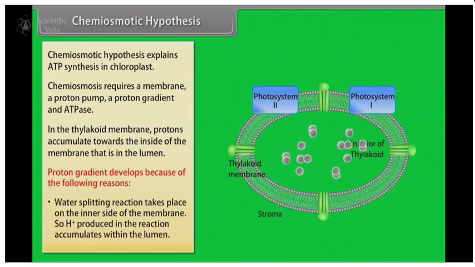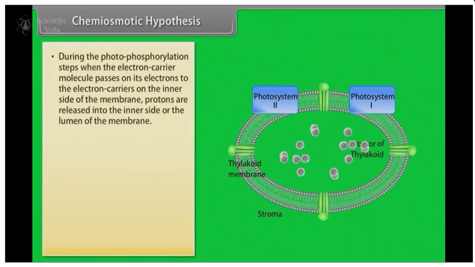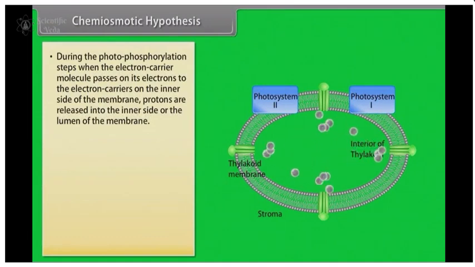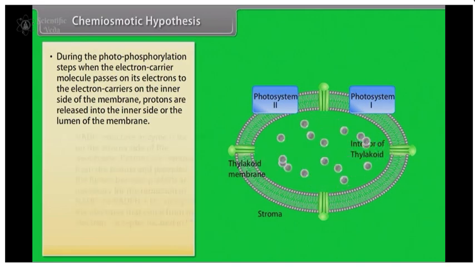The water splitting reaction takes place on the inner side of the membrane. So, hydrogen ions produced in the reaction accumulate within the lumen. During the photophosphorylation steps, when the electron carrier molecule passes on its electrons to the electron carriers on the inner side of the membrane, protons are released into the inner side or the lumen of the membrane.